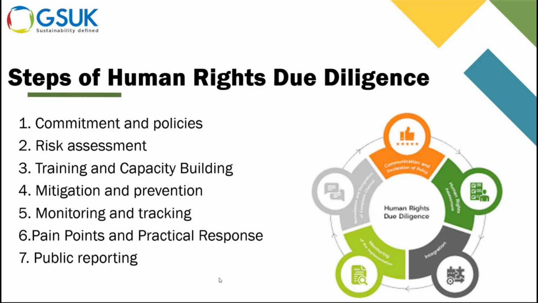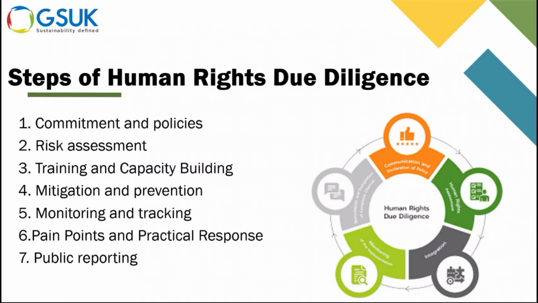So what has to be done is to see to it that they are properly trained and the capacity building process happens in the supply chain, so that the mitigation and prevention can be taken into consideration through systems, policies, and procedures. And of course, monitoring and tracking becomes very important. And in case there are pain points, that is, every organization in the supply chain may have certain ifs and buts, that we cannot do that because of certain resource constraints, we cannot do that because of infrastructure constraints, it could be because of other resources not being available. So if these pain points are identified and a practical response is taken by the organization, it becomes easier for public reporting. So this is a 7-step process.